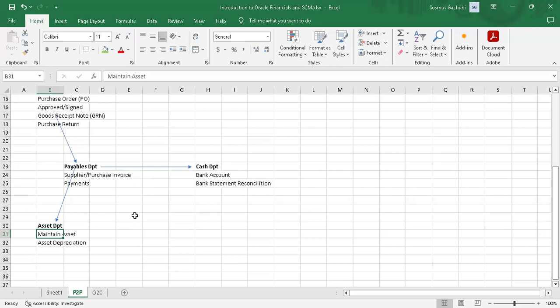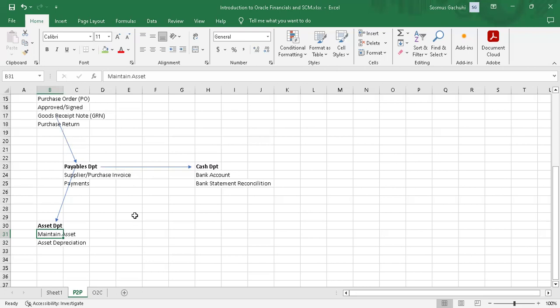Let me shift a bit. You can maintain asset directly in the asset department, but that's not the best practice. The best practice is whereby you are maintaining asset from the point of purchase.